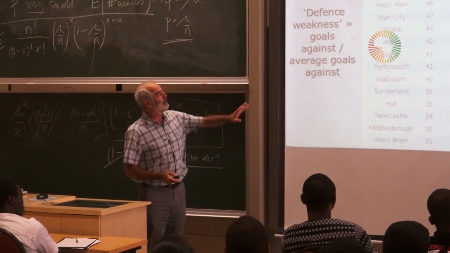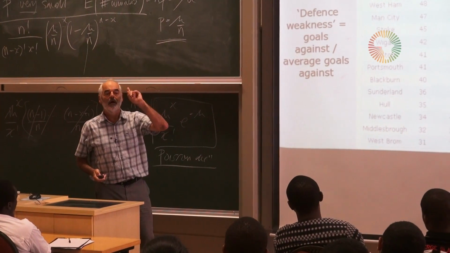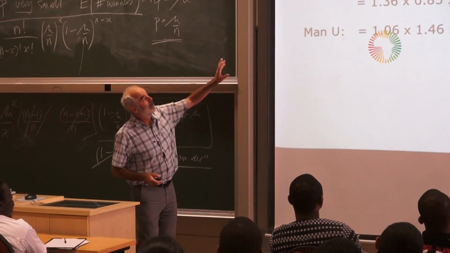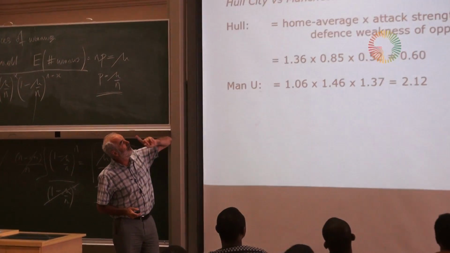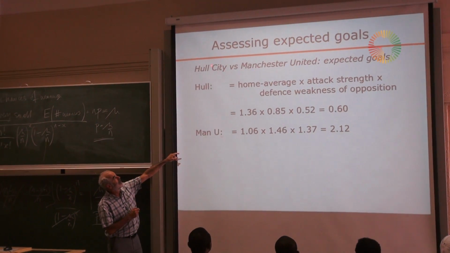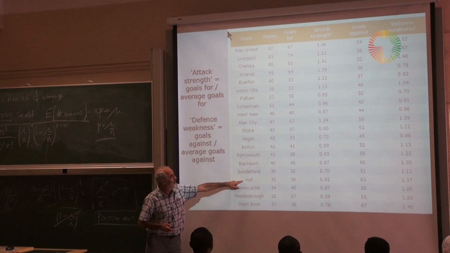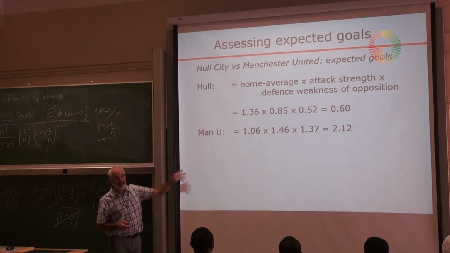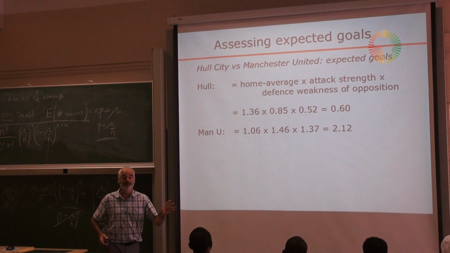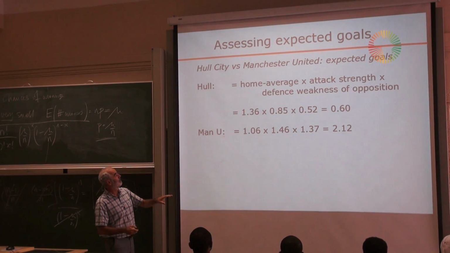Okay, how can we use this to work out a mean for a Poisson distribution? One of the games was Hull City against Manchester United. Hull were nearly down the bottom, Manchester United at the top. But Hull were playing at home, and there's a home advantage if you're the home team.